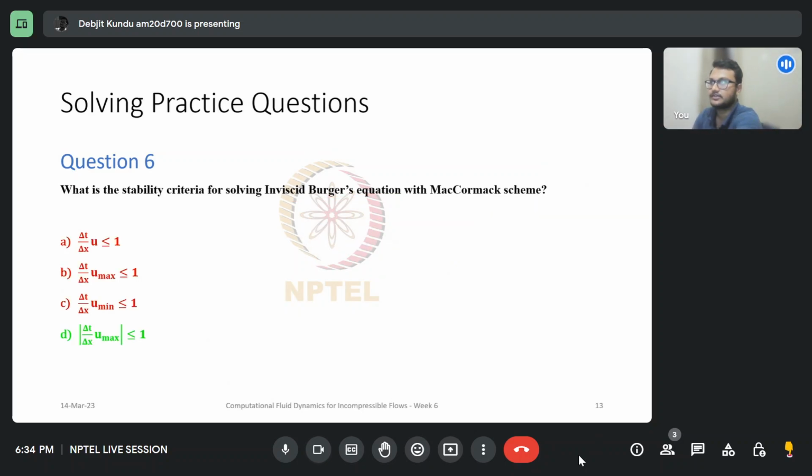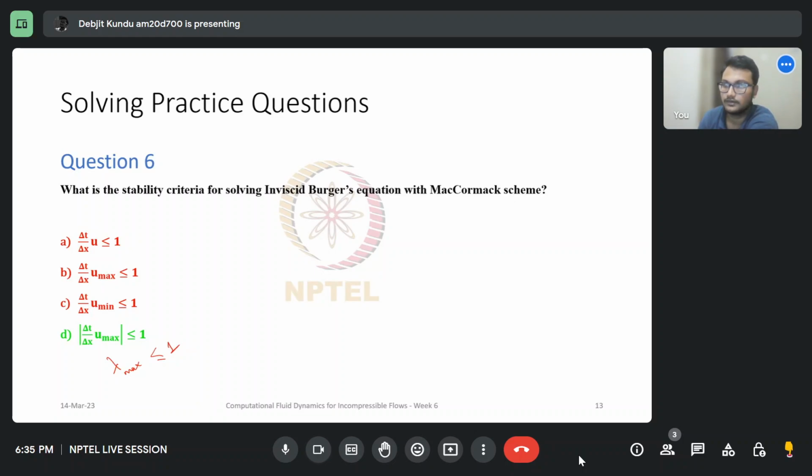So let us have a look at the solution. The solution is option D, that is mod of delta t by delta x into u max should be less than 1. Now this comes from the fact that the maximum velocity, whichever direction it is in, multiplied by delta t over delta x should be less than 1. So this is the Courant number max, so to say, which should be less than or equal to 1. We can derive this by applying von Neumann stability analysis on the MacCormack scheme for solving inviscid Burgers' equation.